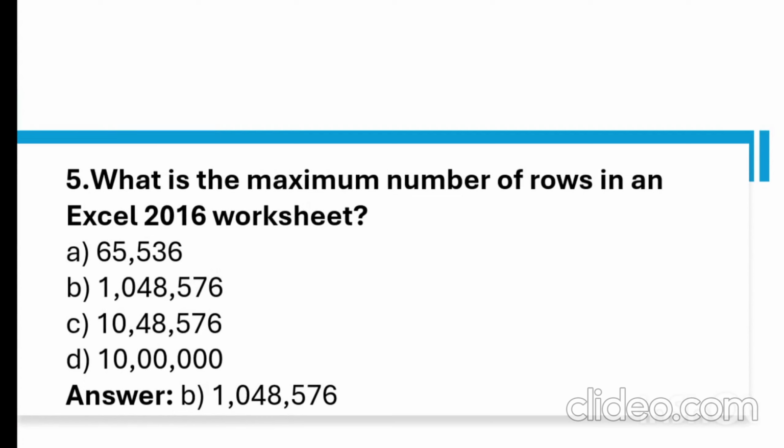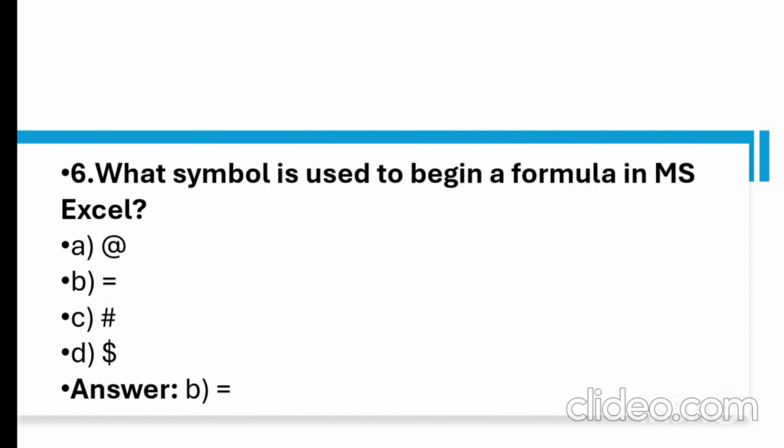Question number 5. What is the maximum number of rows in an Excel 2016 worksheet? Options are A. 65536, B. 1,048,576, C. 1,048,576, or D. 1 lakh. So the correct answer is option B. 1,048,576.